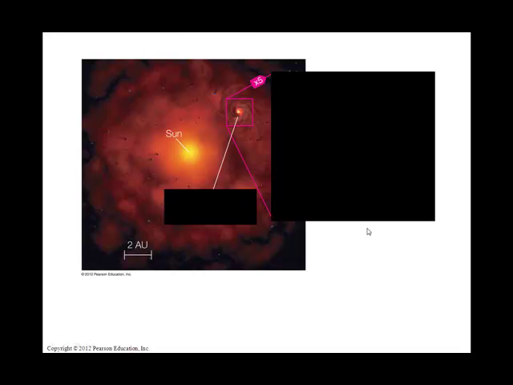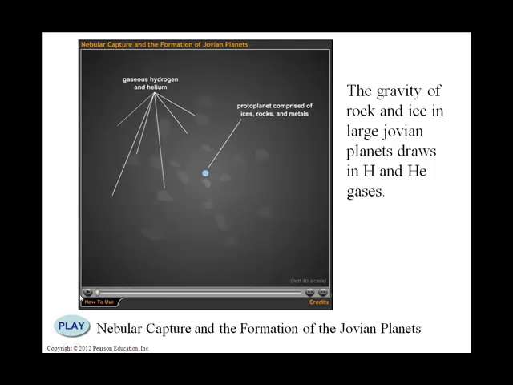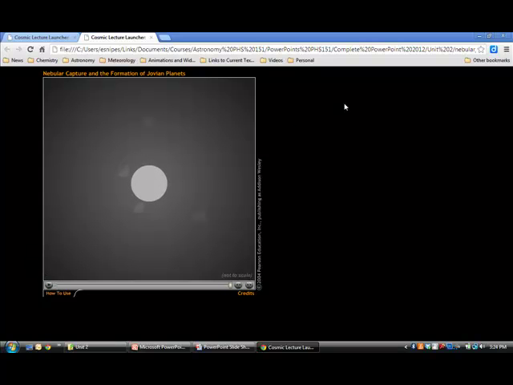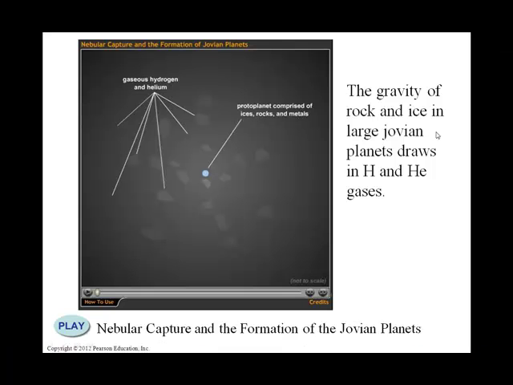So let's take a look at this little animation. Okay, not a whole lot to see here. But remember when we were looking at the relative amounts, we said that by far our solar nebula mostly contained gaseous hydrogen and helium that was not going to condense. But the second most abundant ingredient in our solar nebula were these hydrogen-containing compounds. So that's kind of what you saw snowball there.